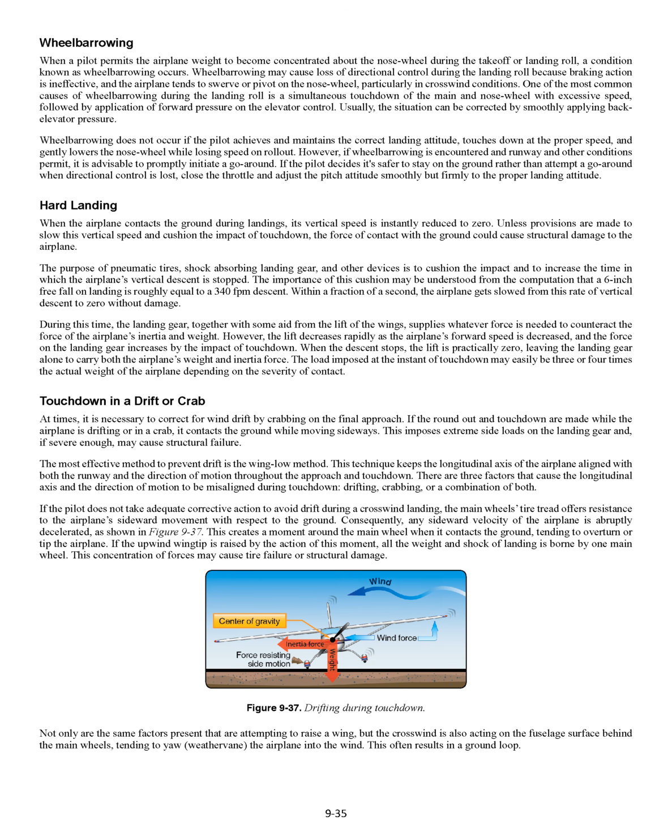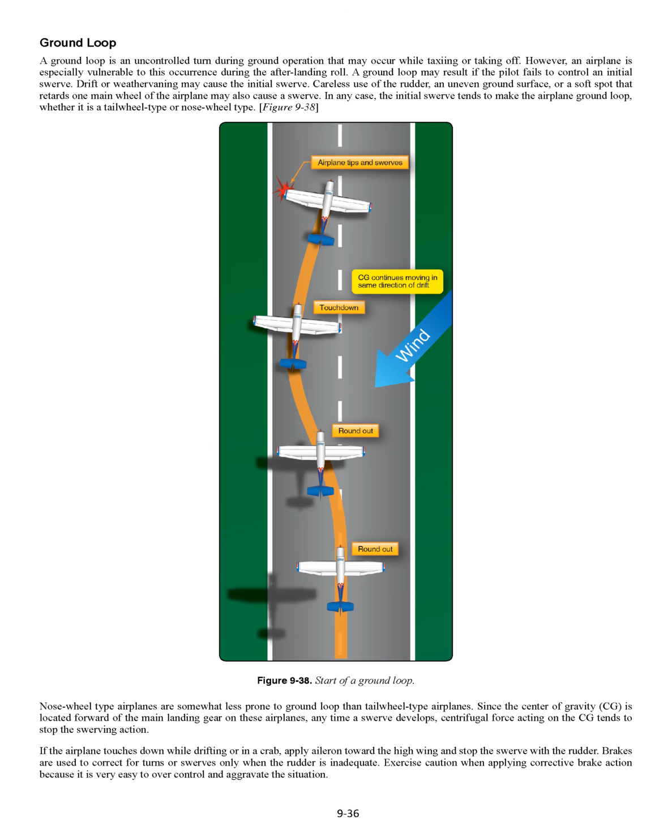Not only are the same factors present that are attempting to raise a wing, but the crosswind is also acting on the fuselage surface behind the main wheels, tending to yaw, or weathervane, the airplane into the wind. This often results in a ground loop. Ground loop: a ground loop is an uncontrolled turn during ground operation that may occur while taxiing or taking off. However, an airplane is especially vulnerable to this occurrence during the after-landing roll.